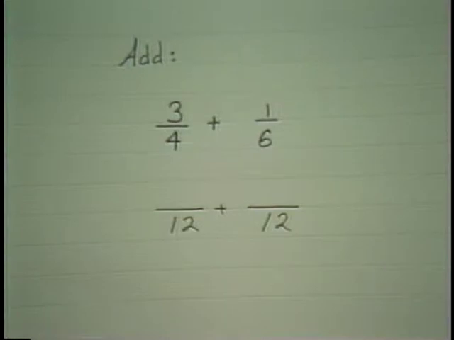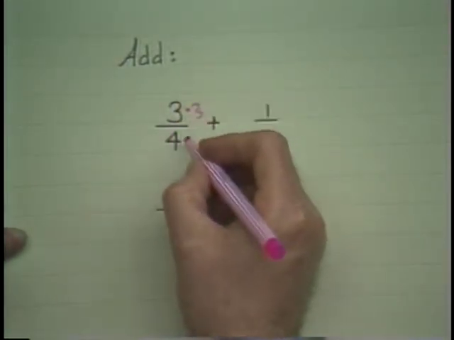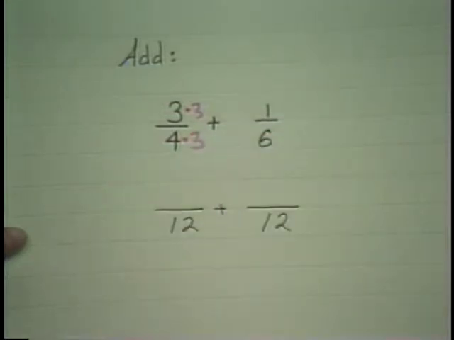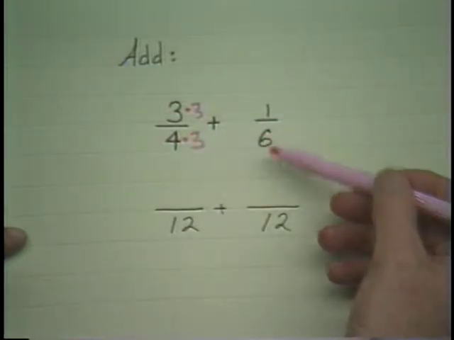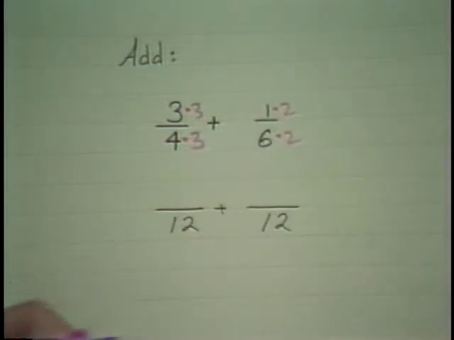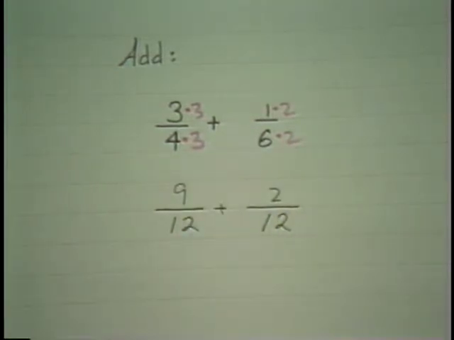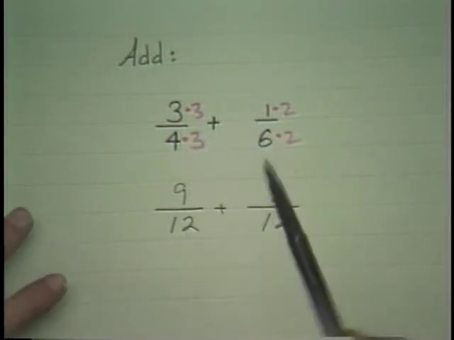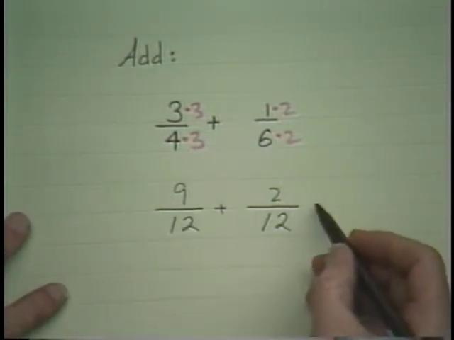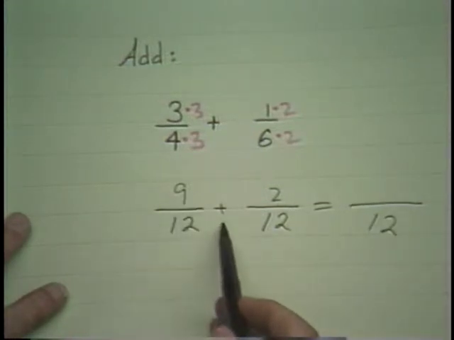Then you would say, well, I could build 3/4 to 12ths by multiplying top and bottom by 3. And I could build 1/6 to 12ths by multiplying top and bottom by 2. So my two fractions have been changed to equivalent fractions, 9/12ths and 2/12ths. And now the denominators are the same. They're like fractions. So my denominator stays the same, and I add the tops.